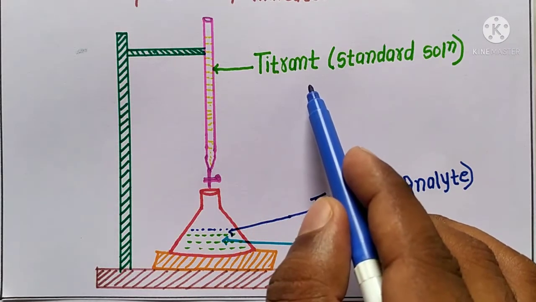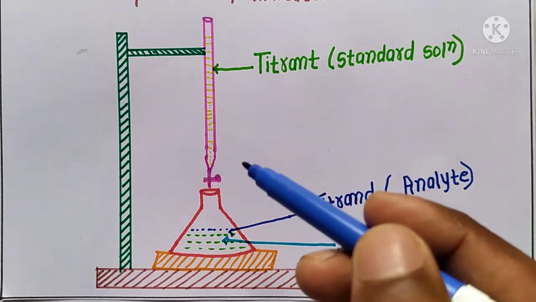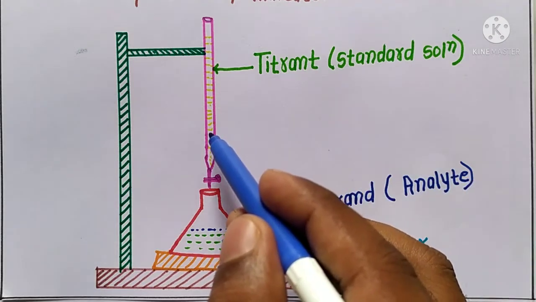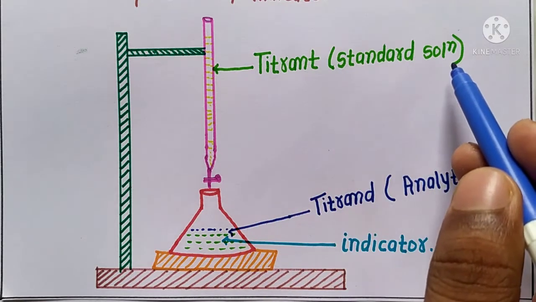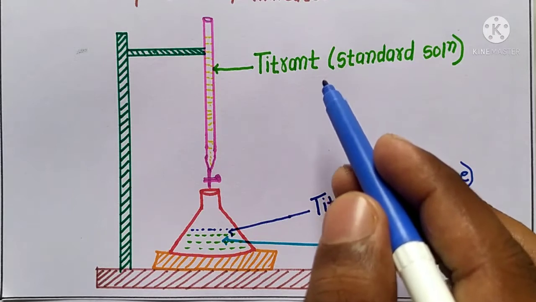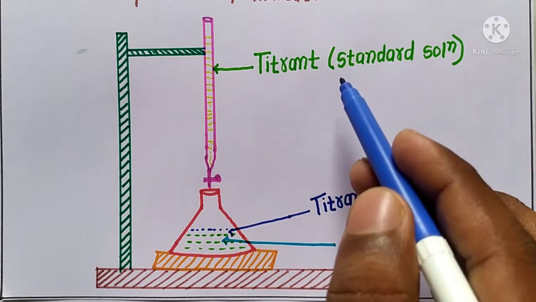So what is meant by titrant? Titrant is the solution whose concentration is exactly known. The concentration of that solution is exactly known, that's why this is called a standard solution. So titrant or standard solution is the solution whose concentration is exactly known.